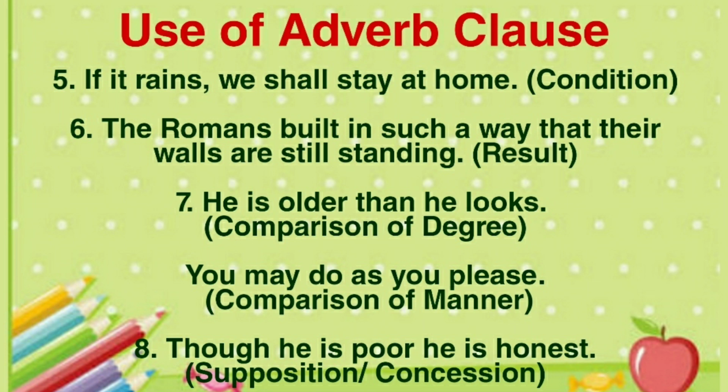Finally, we shall move to the last, that is the adverb clauses of supposition or concession. There you will see, though he is poor, he is honest. Especially here we use subordinating conjunctions like though, although, even if, etc. Friends, on your request, we had such a class on noun clause, adjective clause, and adverb clause. I think you must have understood this.